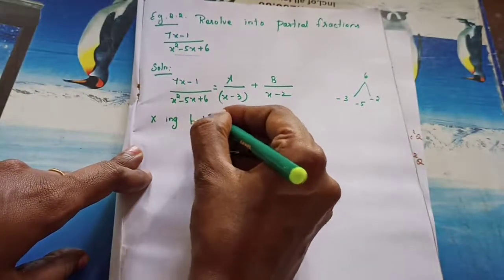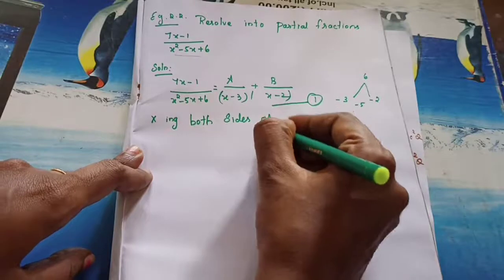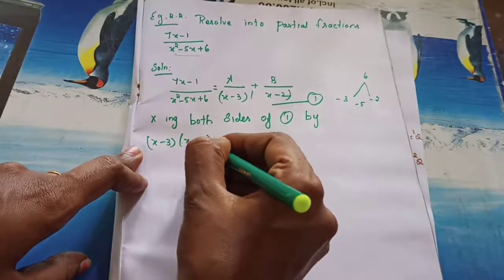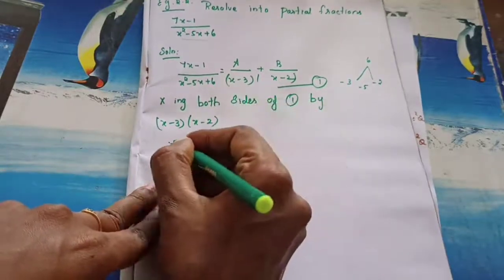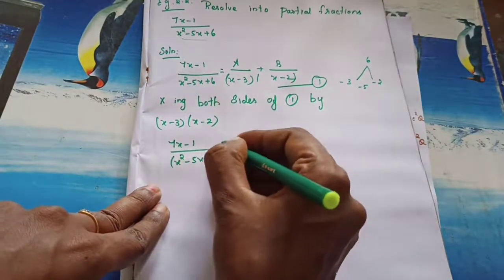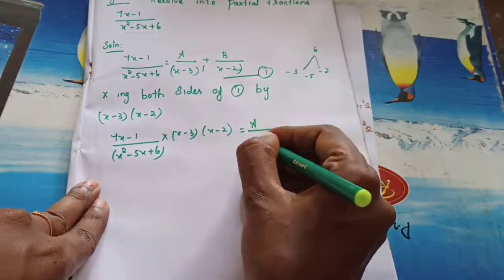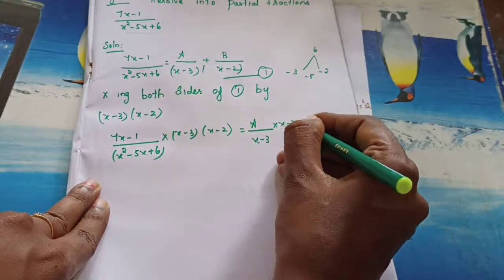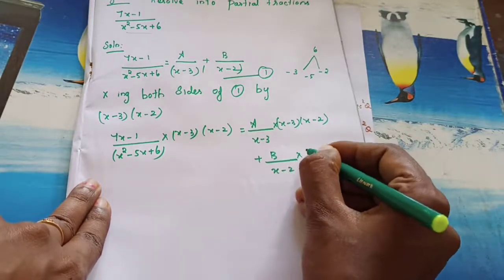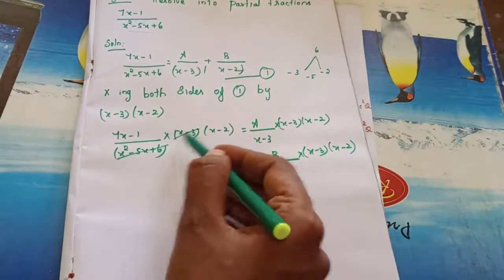Multiply both sides. Let us take this as 1. Both sides by what are the factors? x minus 3 and x minus 2. Shall we multiply? So what will happen? 7x minus 1 divided by x square minus 5x plus 6, into x minus 3 into x minus 2, is equal to a by x minus 3 into x minus 3 into x minus 2, plus b by x minus 2 into x minus 3 into x minus 2. Understand? So if you factorize this and this, everything will get cancelled.